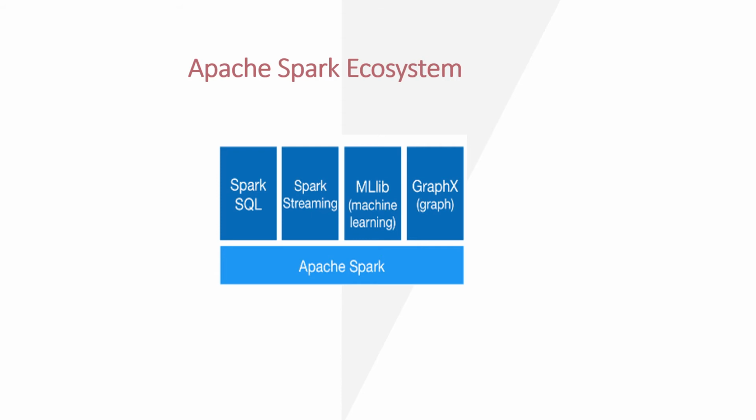GraphX is a distributed graph processing framework on top of Spark. It provides an API for expressing graph computation that can model user-defined graphs by using the Pregel abstraction API. It also provides an optimized runtime for this abstraction.